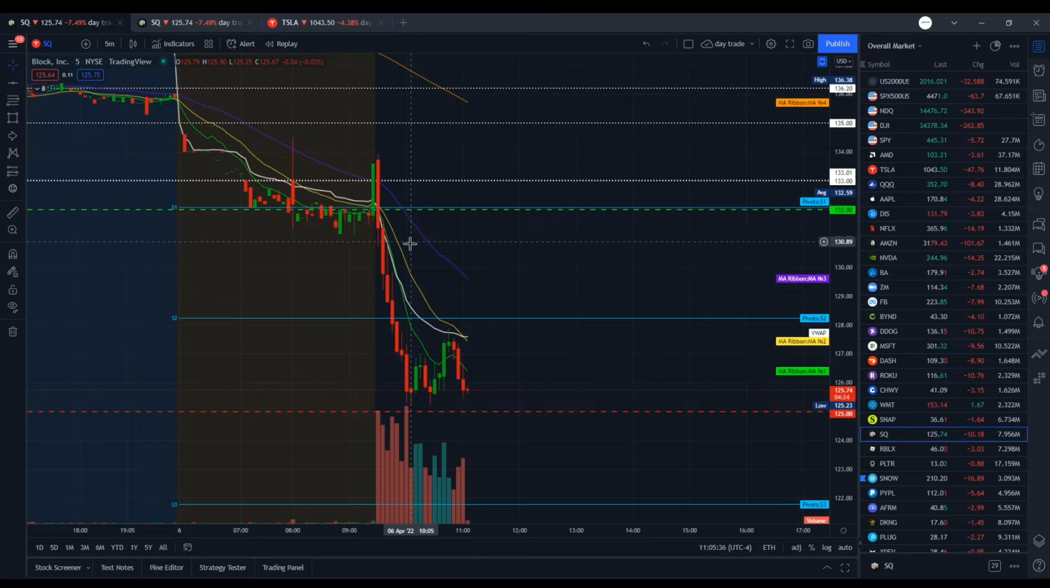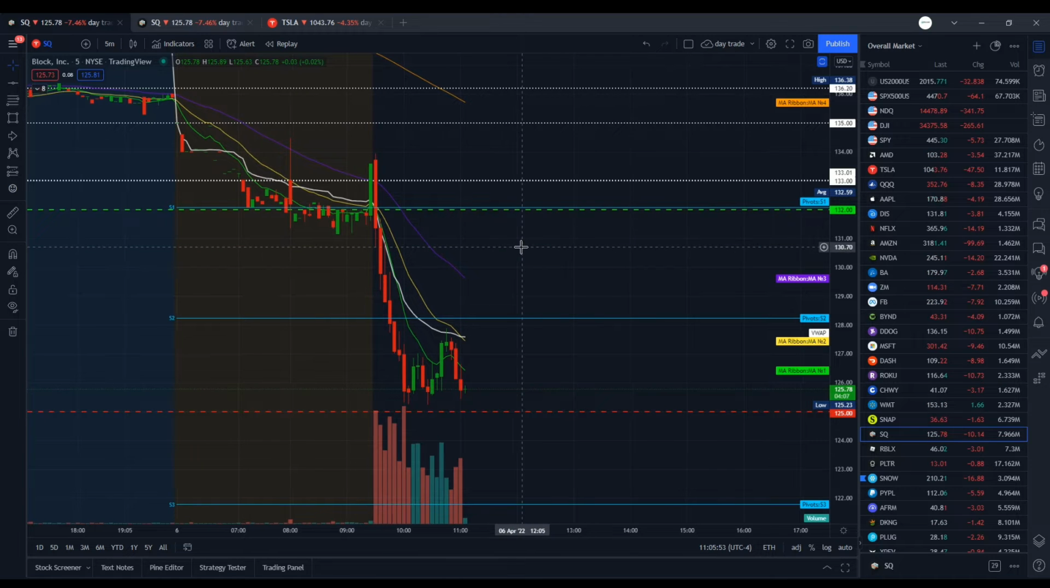I then entered at 132. We rode this down. The stock was so weak that I did have key take profit zones, but I kind of broke those key profit target zones only because I knew Square was coming down to the floor, and it really did that.